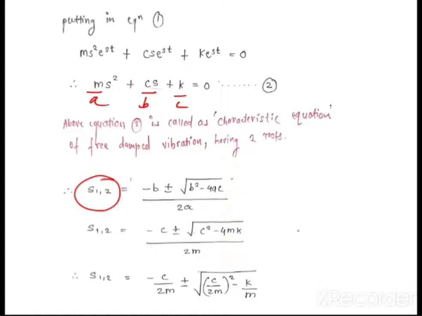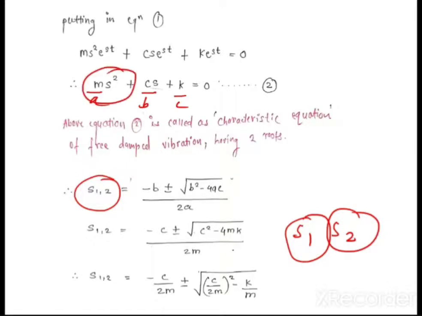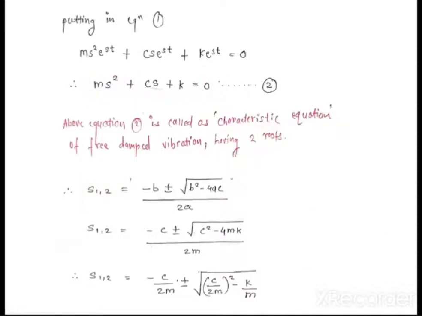So S1 and S2 are the two roots. Why two roots? Because this is a linear second order equation, and when I equate it to zero, it is called a characteristic equation or a frequency equation. I am getting two roots. Minus c upon 2m plus square root of (c upon 2m) square minus k upon m is the first root, and minus c upon 2m minus the same square root is the second root.